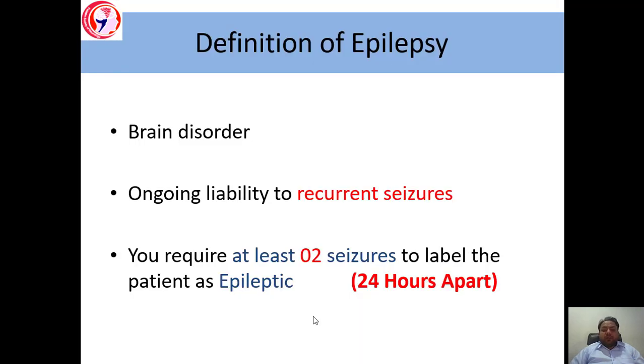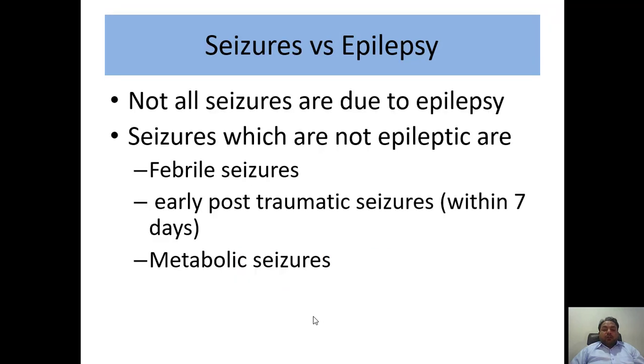Now, the definition of epilepsy. Epilepsy is a brain disorder. It is defined as a tendency to have recurrent unprovoked seizures. We require at least 2 seizures to label the patient as epileptic. These seizures should be 24 hours apart.